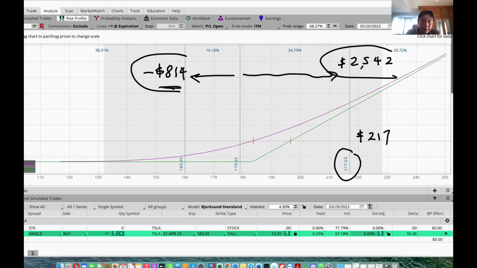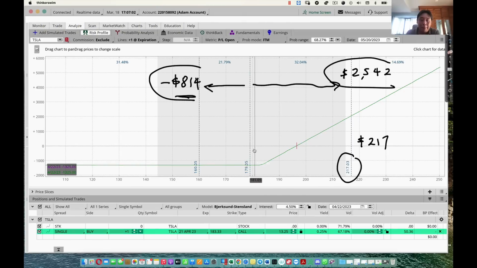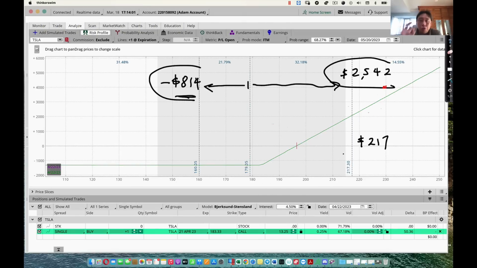Look what's happening to the purple line as time passes. Can you see that? As time passes, the purple line is dropping to the green line, and eventually when it reaches the 21st of April, the purple line will go to the green line. So at expiration, there's no more time value left. This is the main drawback of just buying a call option, because time is working against you.